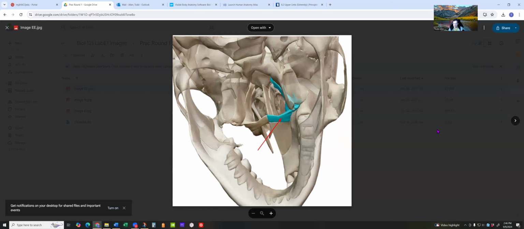Take a look at your answer sheet. What is the name of this bone? Hopefully you know that this is the palatine bone, right? It is the palatine bone. That was the answer to question 1.